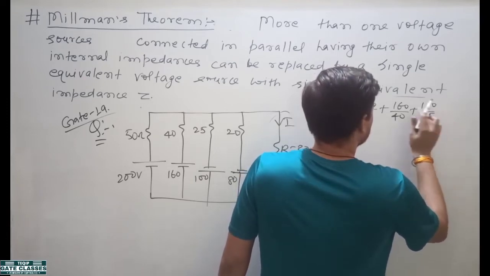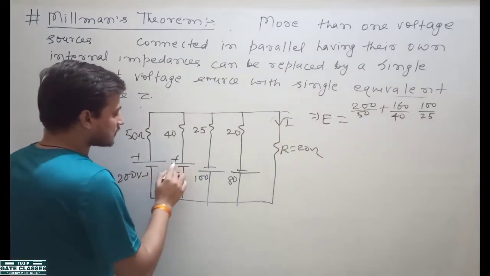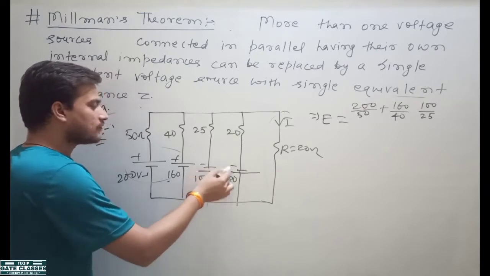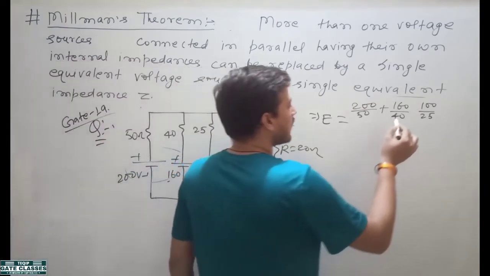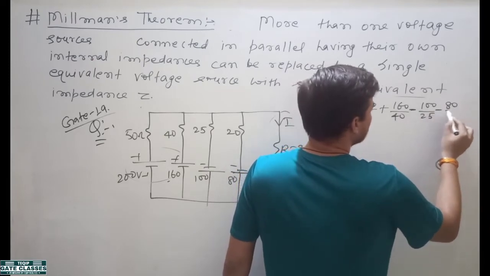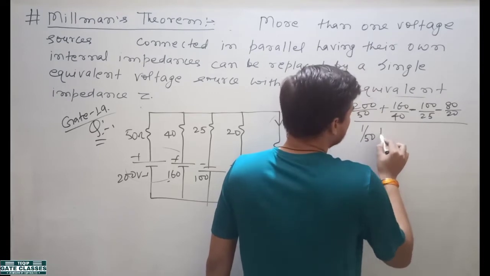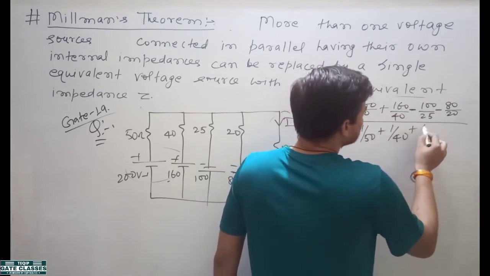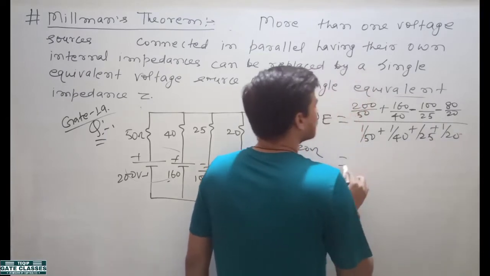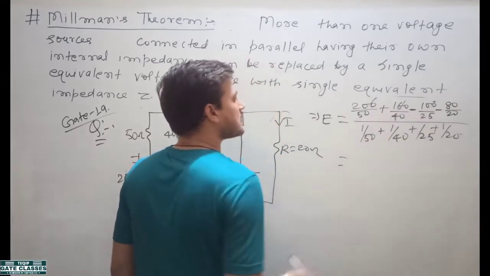25. Here see, now see, two voltages are in positive direction, so we have taken plus. Here you will have to take minus, because here the voltages are in negative, that means reverse. So minus 100 by 25 minus 80 upon 20 divided by 1 by 50 plus 1 by 40 plus 1 upon 25 plus 1 upon 20. So what will you see? 4, 4, 4, 4. So here 8 minus 8, it will be cancelled out.